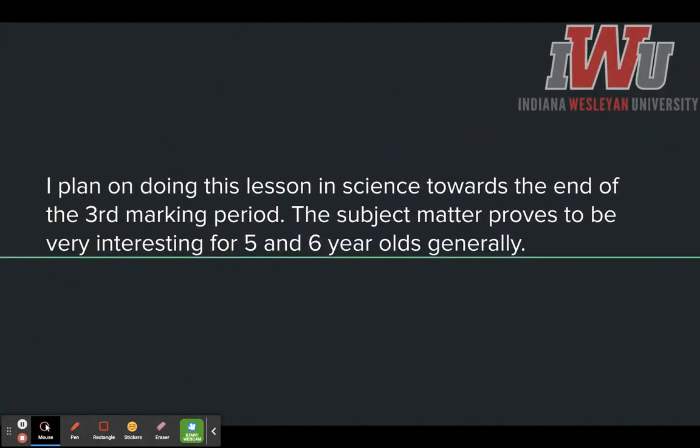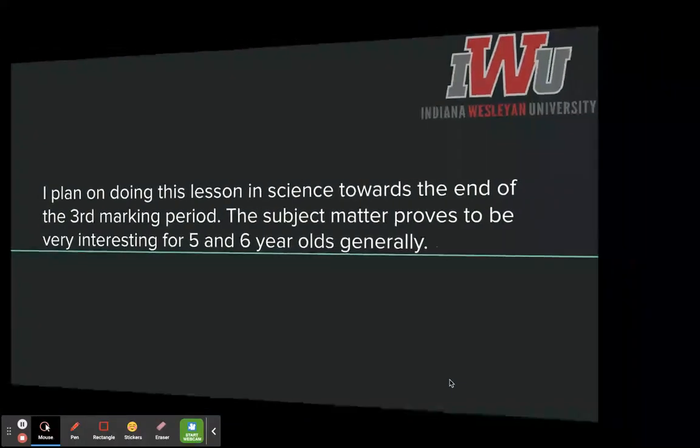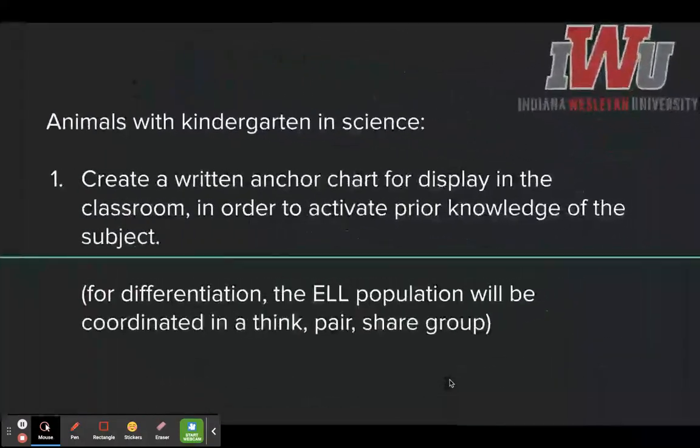I plan on doing this lesson in science. This will be towards the end of the third marking period. The topic will be animals, and the subject matter proves to be very interesting for 5 and 6 year olds. They seem to be very interested in this type of work, of course. So here's how the lesson would go. Animals with kindergarten science. Very simple.